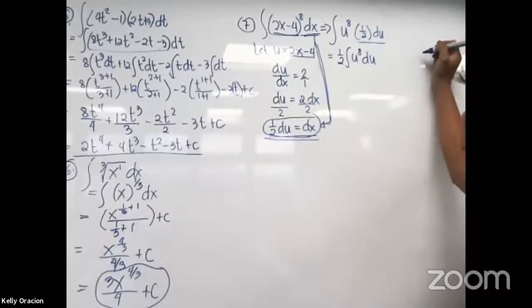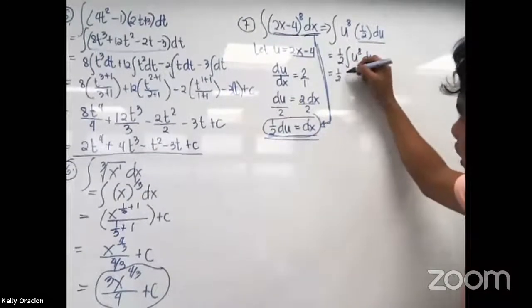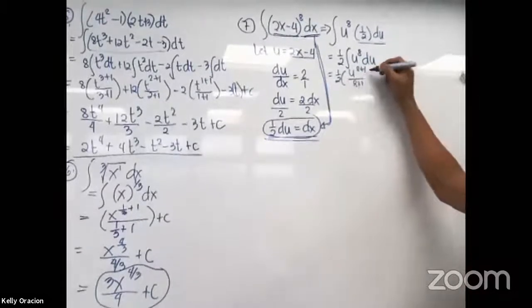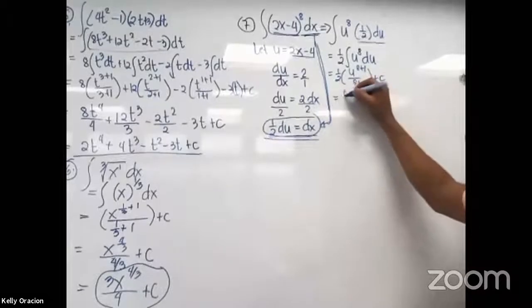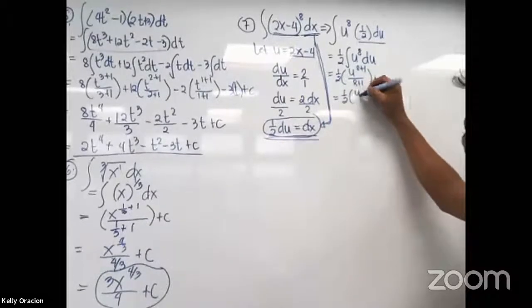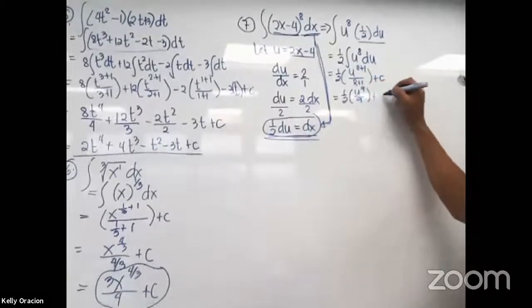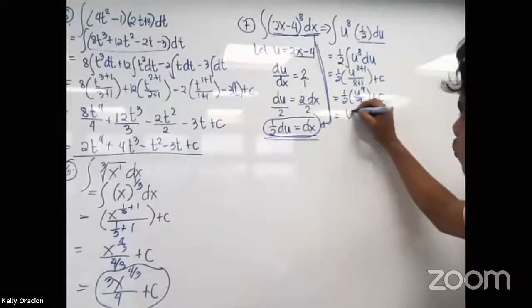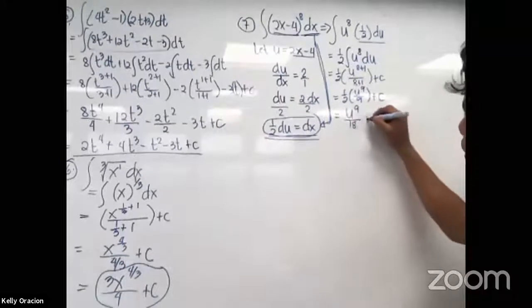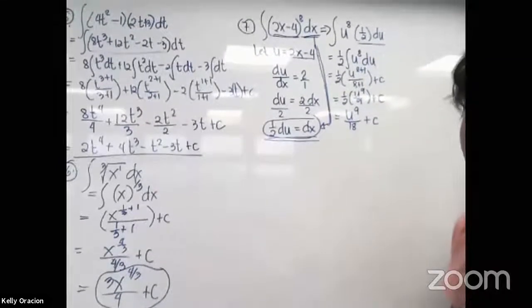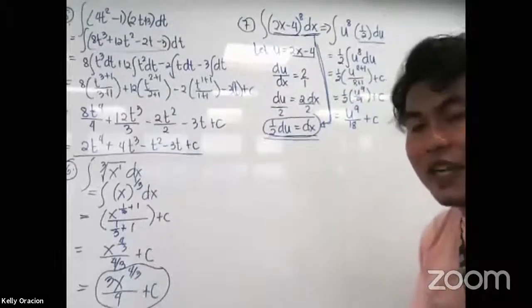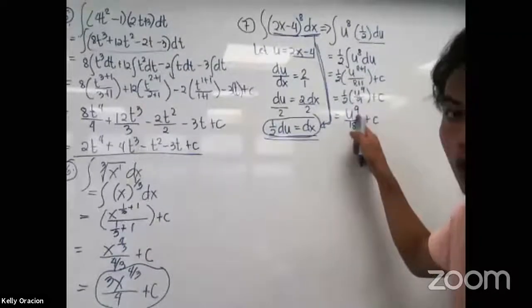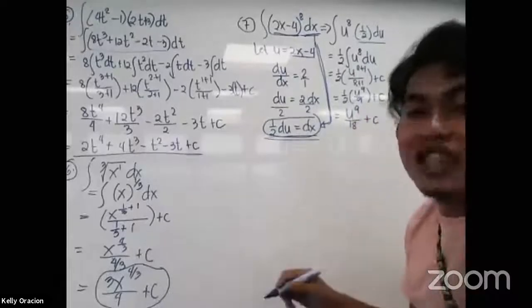So next, simplify, let's solve. 8 plus 1 plus c. So 1/2 u raised to 9 over 9 plus c. 8 plus 1 is 9. So u raised to 9 over 18 plus c. Is that your final answer? The answer is no. U pa siya. Dapat ibalik mo siya sa original.